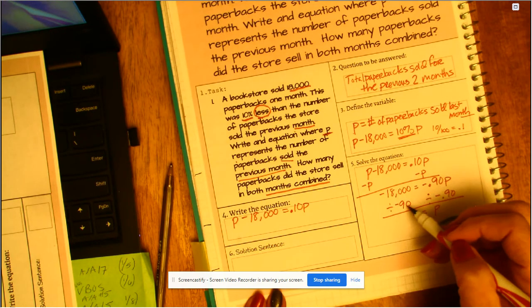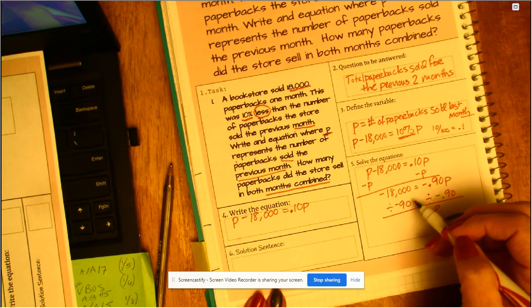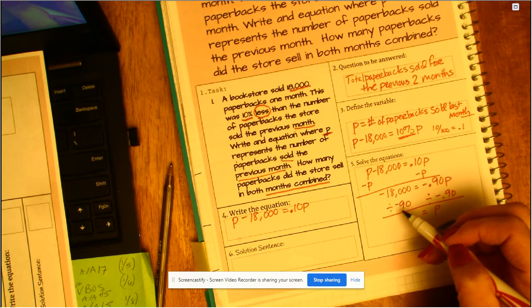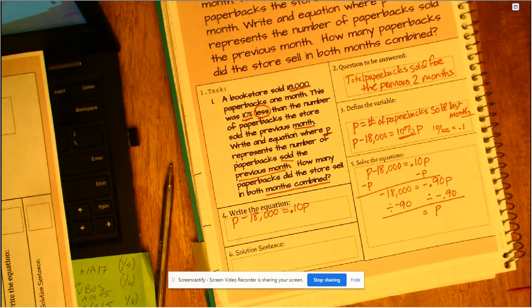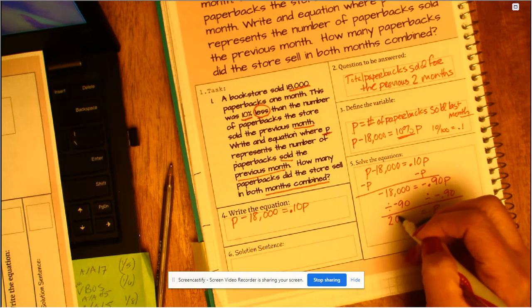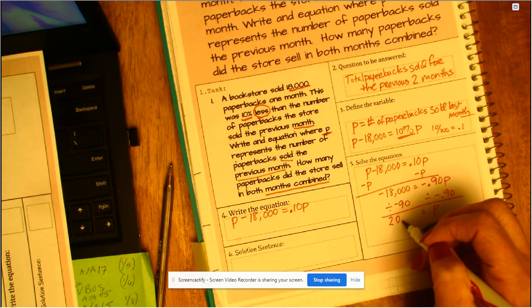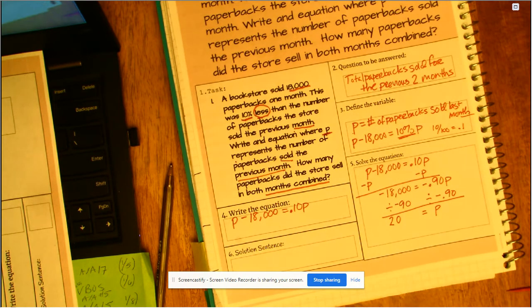So the negatives will cancel out. And as we know, we're dividing by 0.9. We wind up with $20,000.